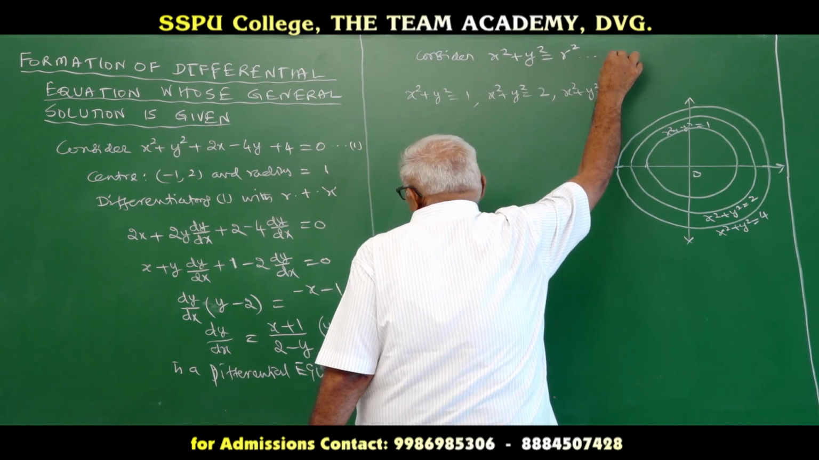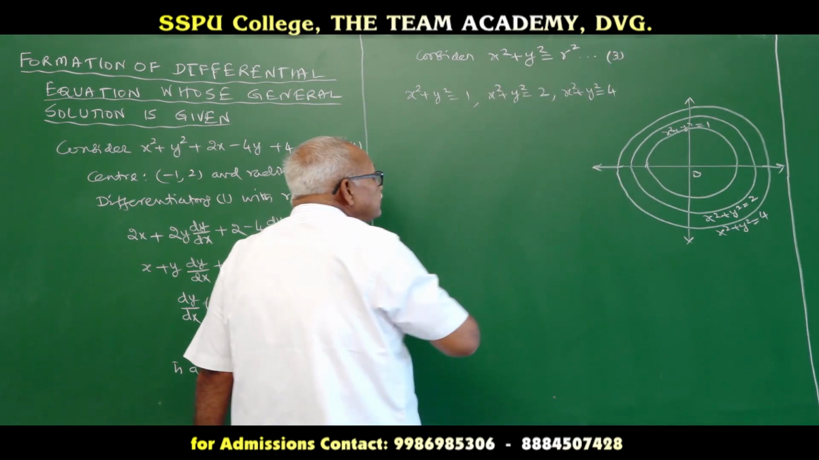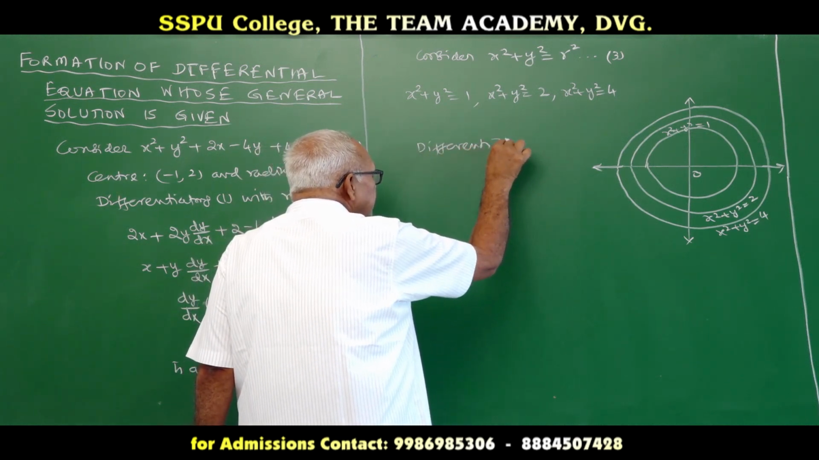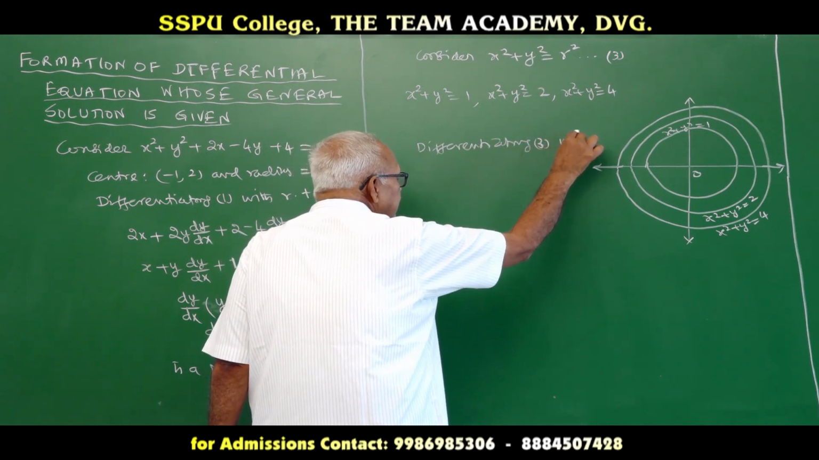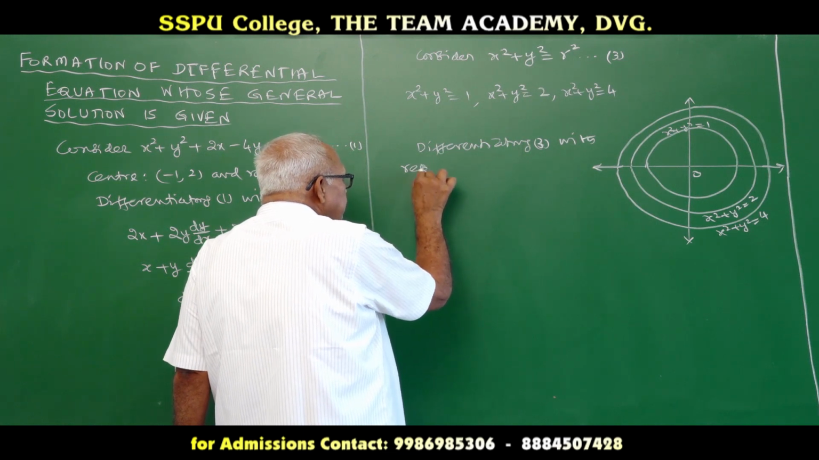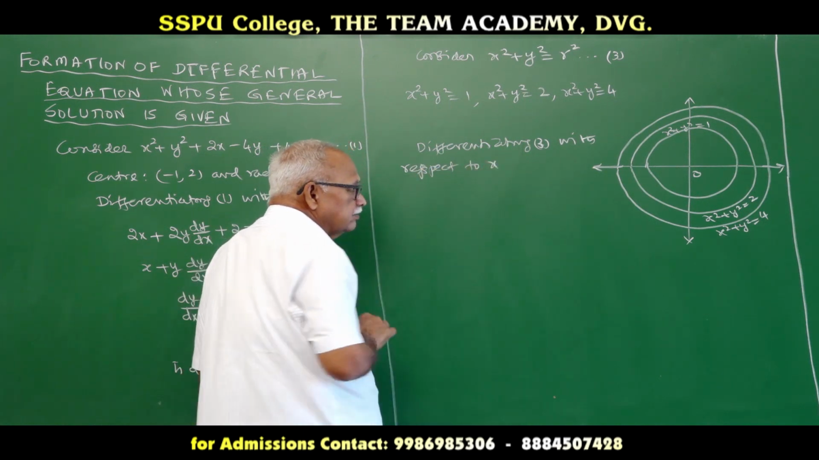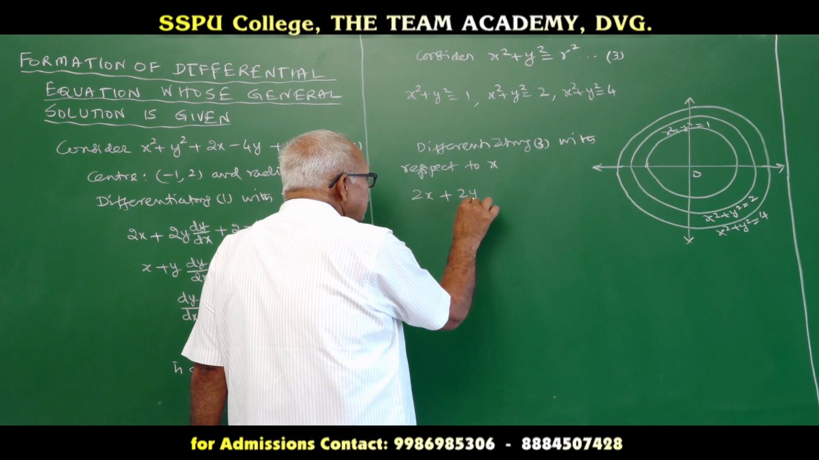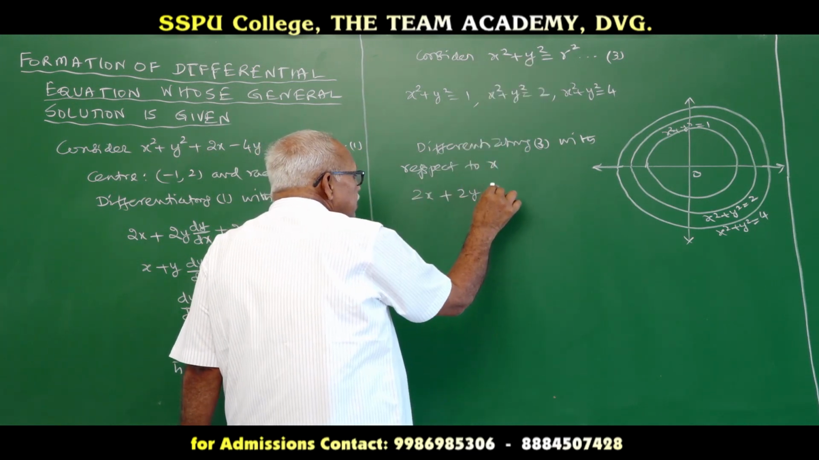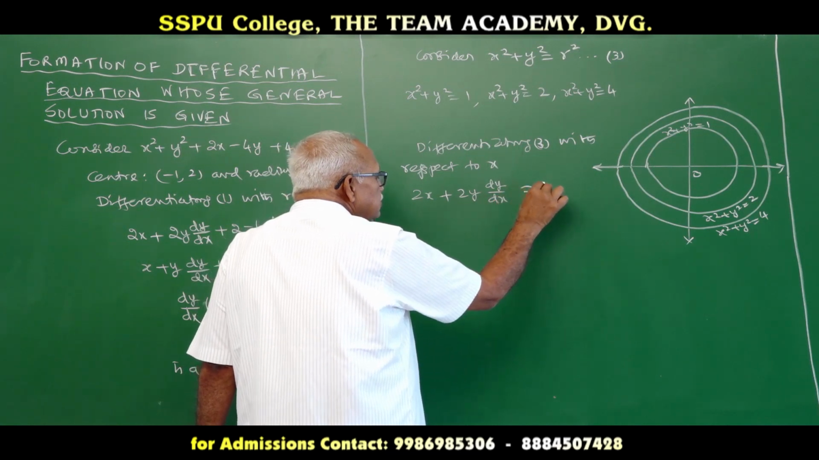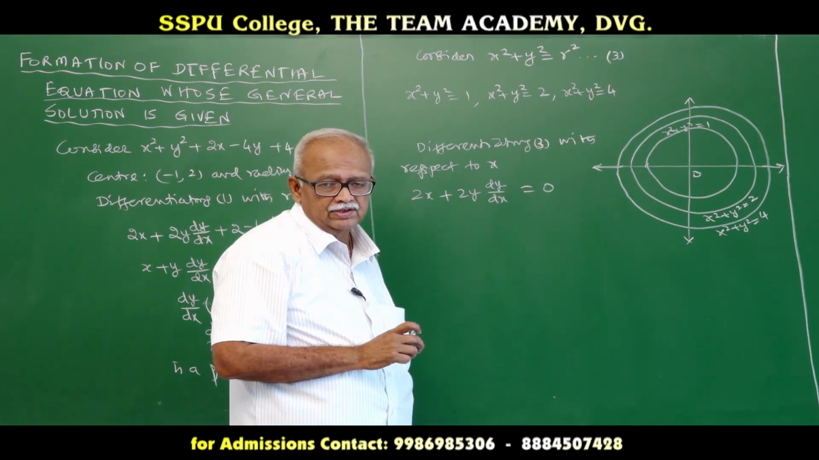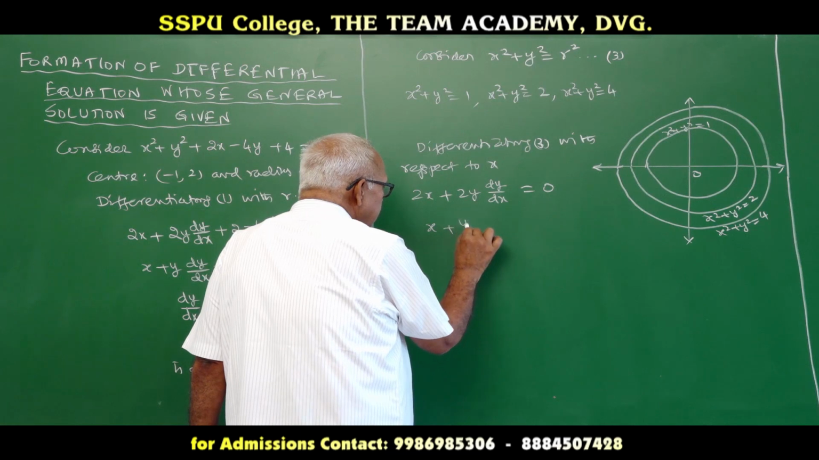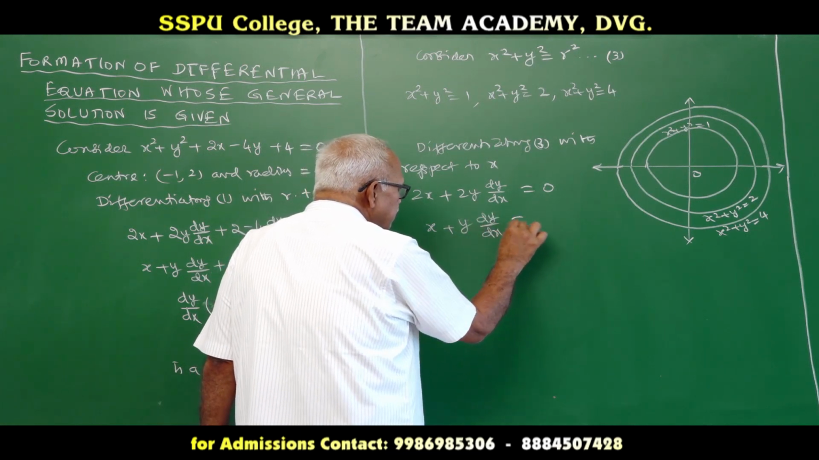Let us keep this as equation 3. Let us differentiate equation 3 with respect to x. How to differentiate x square? We have already seen that it is 2x. For y square, we differentiate 2y into dy by dx, is equal to, r is a constant, so its differentiation is 0. Now, this is x plus y dy by dx is equal to 0.